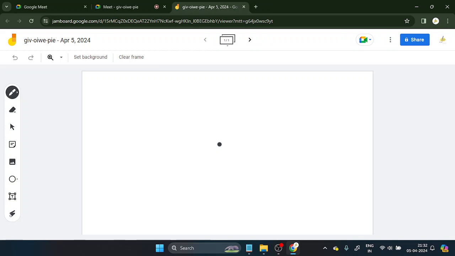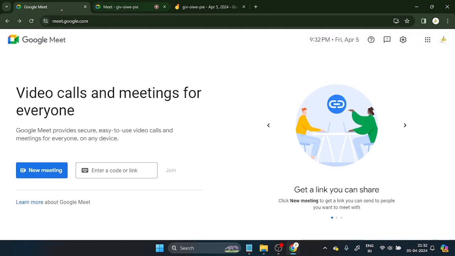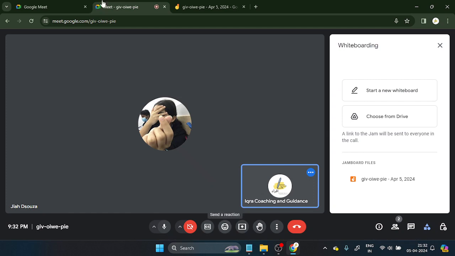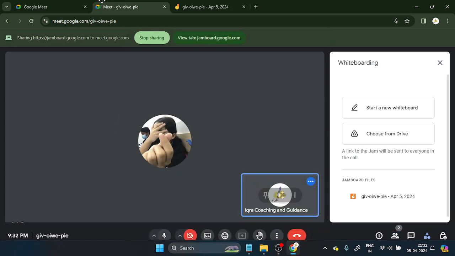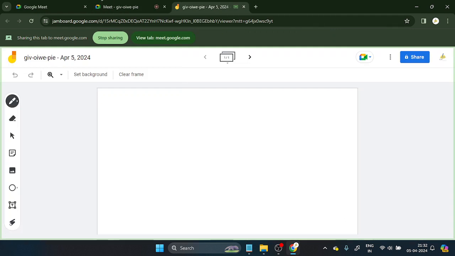Are you able to see the screen? Let me share the screen. So is it visible now? Check if it's visible or not. Yeah, okay, it is.